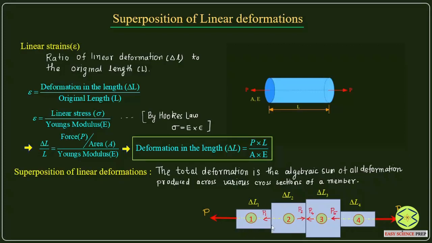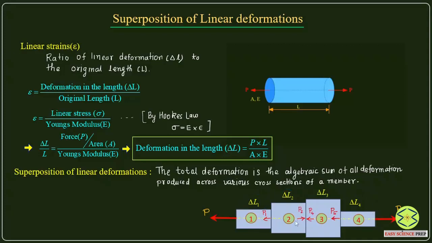The first section of the member has deformation delta L1. The second section has delta L2 deformation. Similarly, we have delta L3 and delta L4. So each section of the overall member is going to get different deformation. Now if we have to find the overall deformation in the member, it is going to be the algebraic sum of the individual deformations.